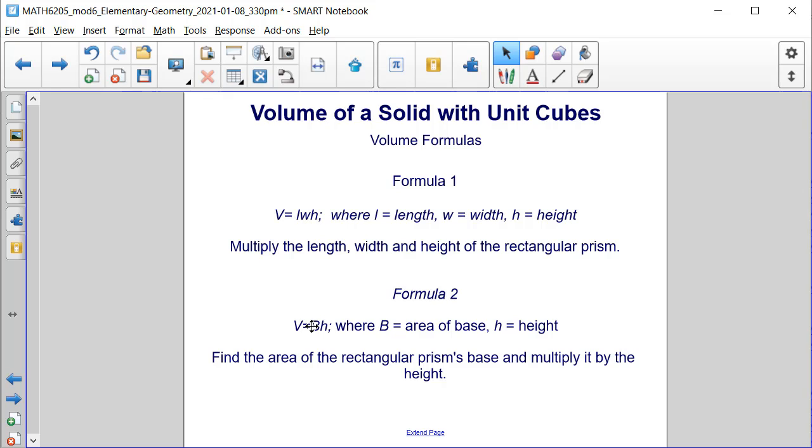The other formula that we've been working with is volume is equal to capital B times lowercase h, where capital B represents the area of the base and lowercase h represents the height of the rectangular prism. So you're finding the area of the rectangular prism's base, which is a rectangle, and multiplying it by the height of the prism. So again, these are two formulas that produce equivalent volumes.